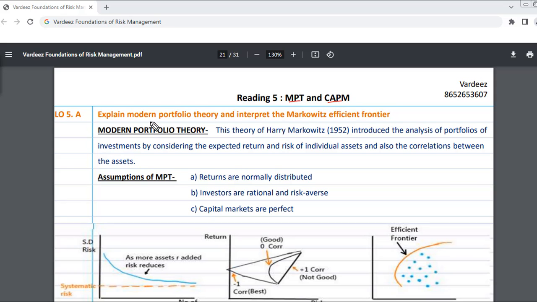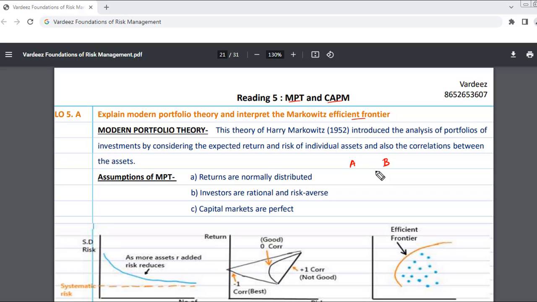So very first learning objective: explain the modern portfolio theory and interpret the Markowitz efficient frontier. Now let me tell you a background about the modern portfolio theory. Let's say that I have a stock A, company A, in my portfolio, and I'm thinking to add another asset, let's say, company B.